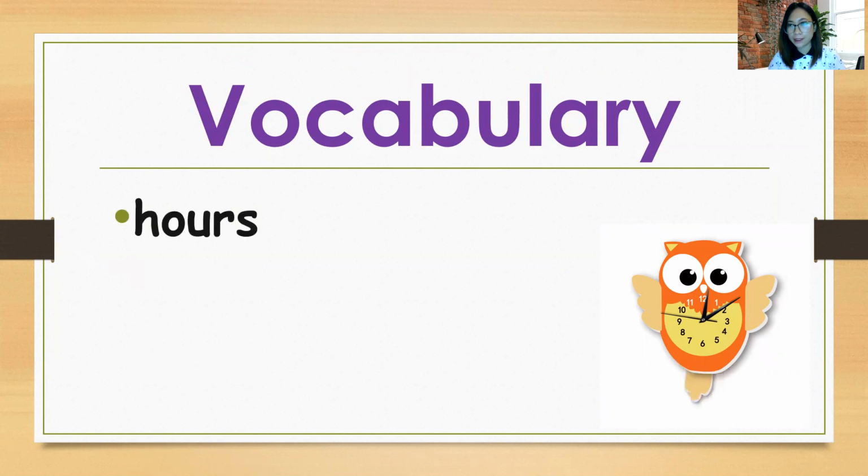The first vocabulary word is hours. Repeat after me, hours. Let's spell hours. H-O-U-R-S. Hours. Repeat after me. Let's spell hour. H-O-U-R.